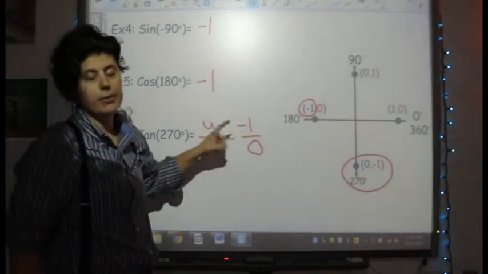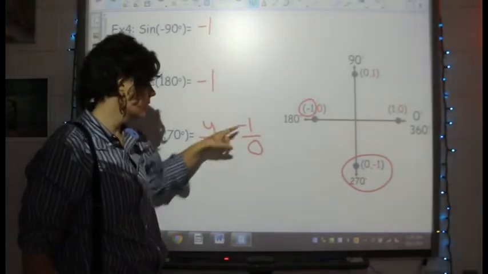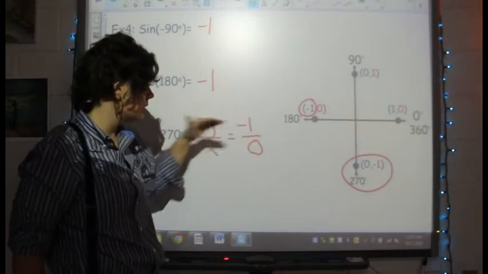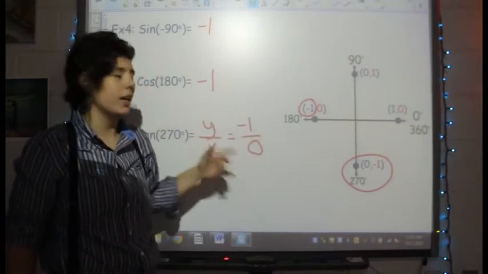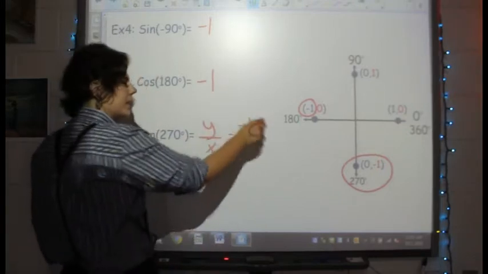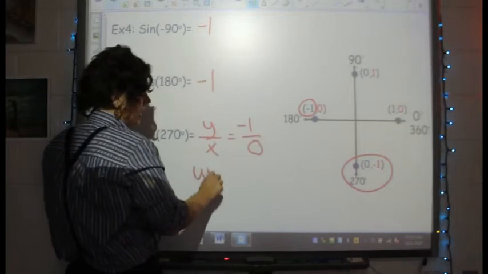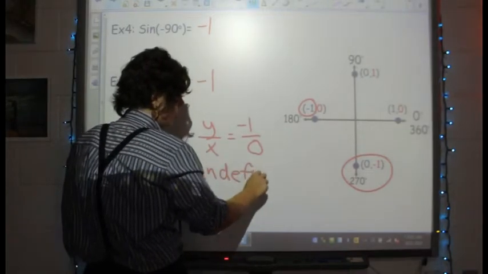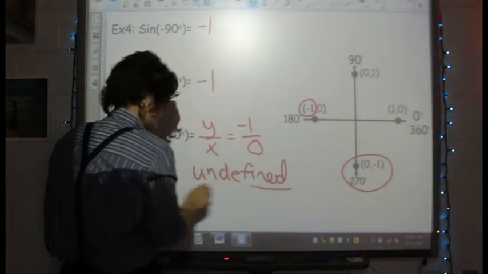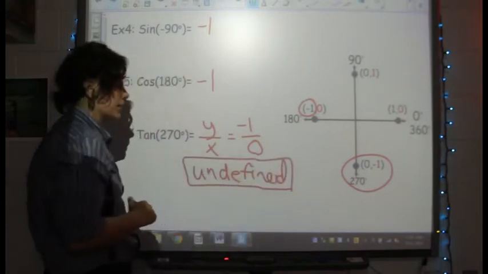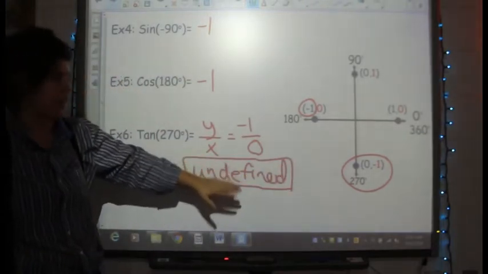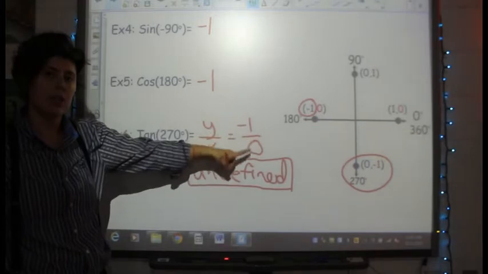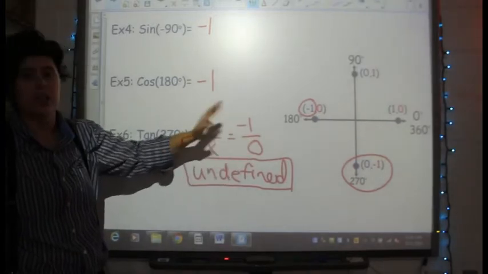Never, never leave negative 1 divided by 0, because when 0 is under the line, that means it's undefined, which means we don't write negative 1, 0. Instead, we write undefined. And you are welcome to abbreviate it. I usually do UND, but the correct answer there for tangent is undefined. Do not leave negative 1 divided by 0 on your paper. You must always simplify.